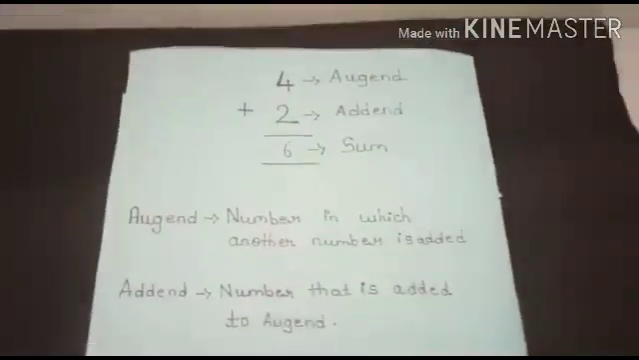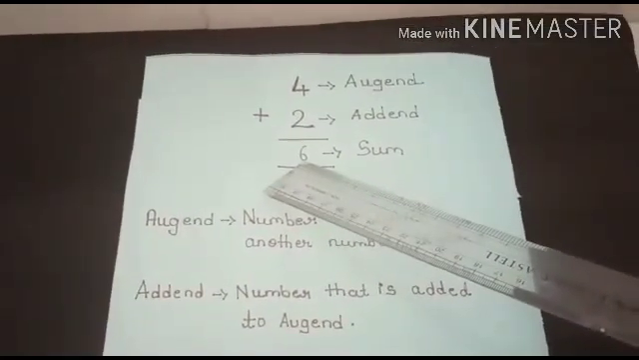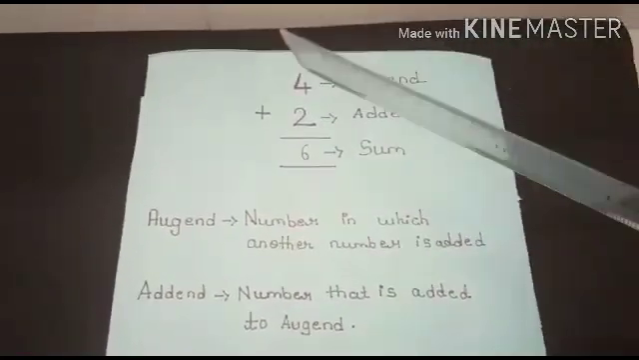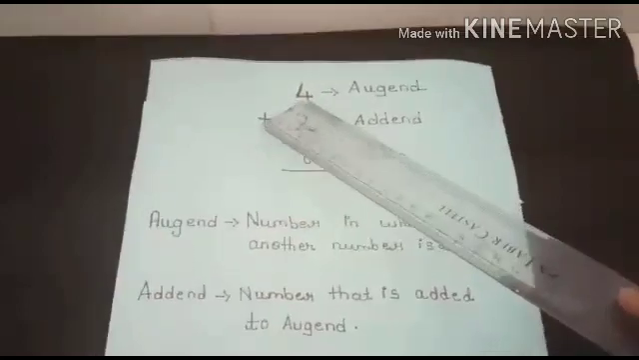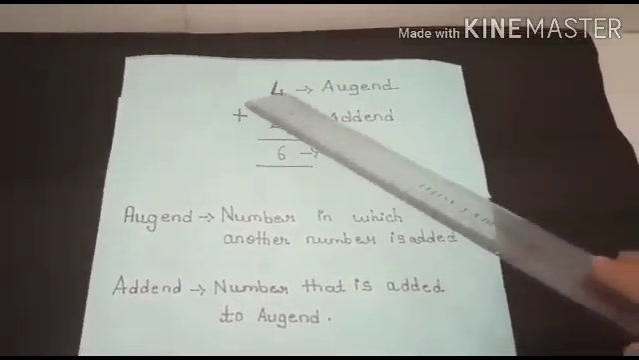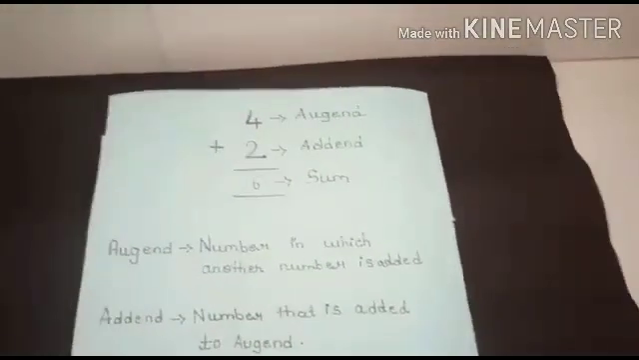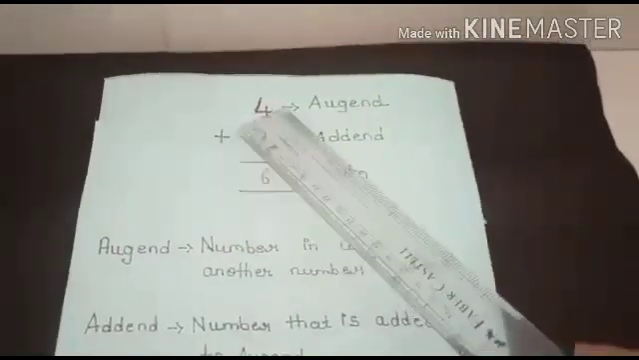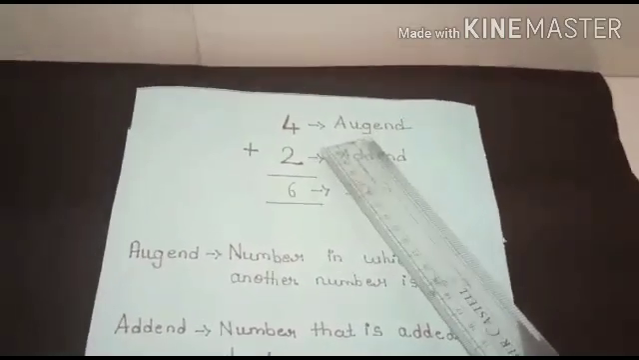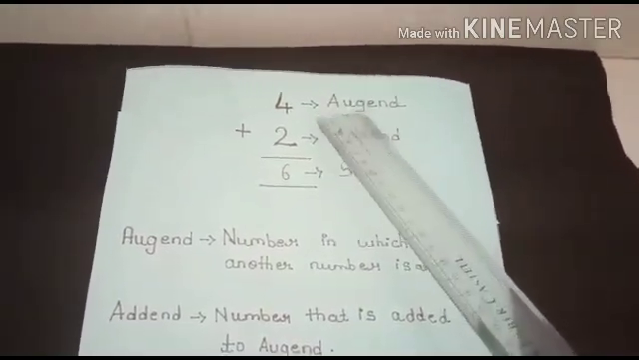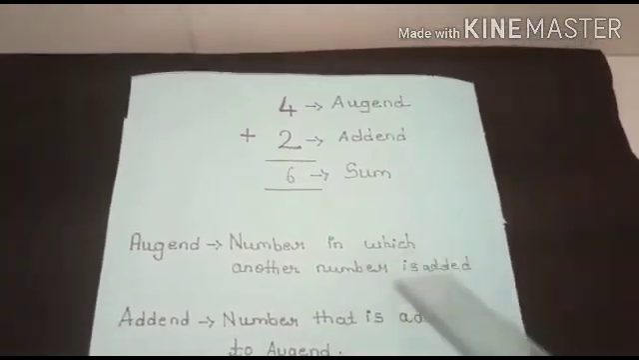So, we saw that 6, which is our answer, is called sum. But there is a special name for the numbers which we are adding. What is the first number? First digit. What is the first digit over here? 4. So 4 is the augend. Augend means the number to which another number is added.